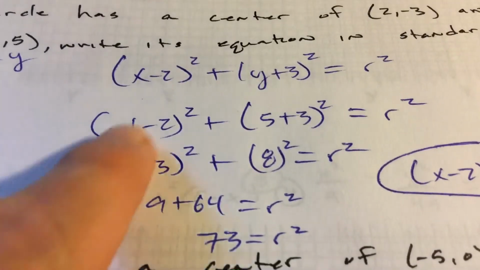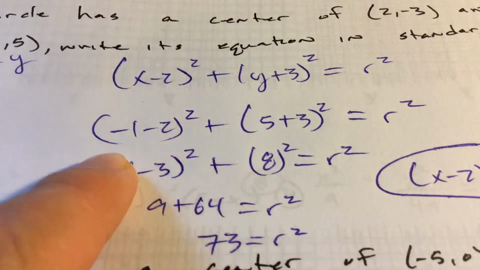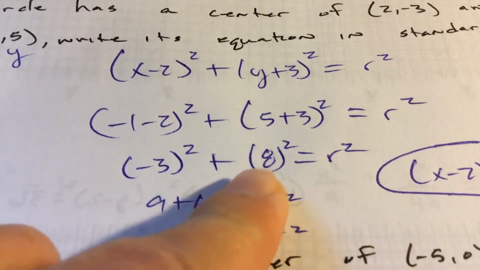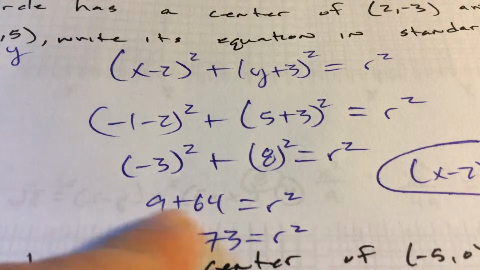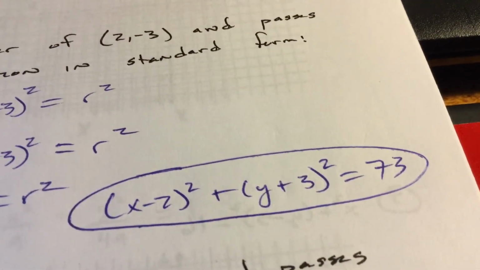So first, put in your center there. If x is -1 and y is 5, plug that in. 8 squared, plus -3 squared, that's 9, is 64. R squared is 73. You need to put it all together just like that.